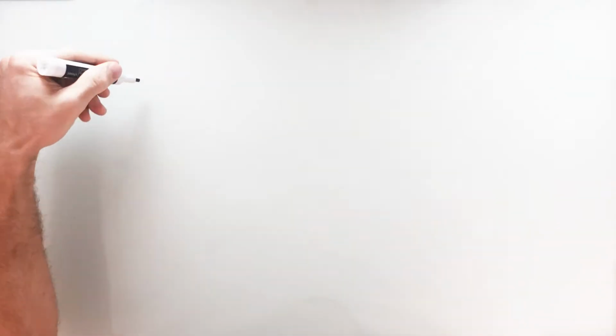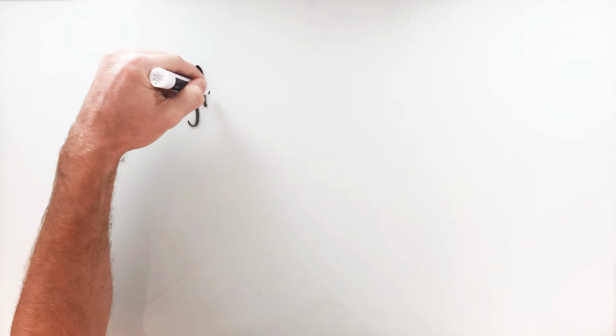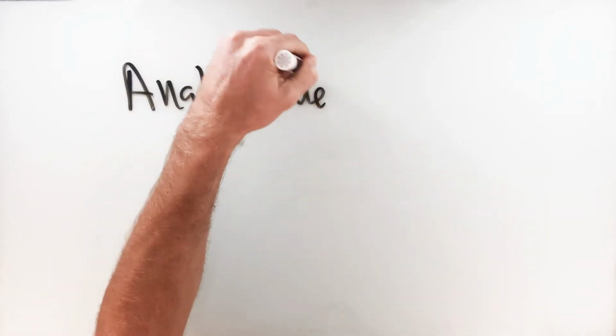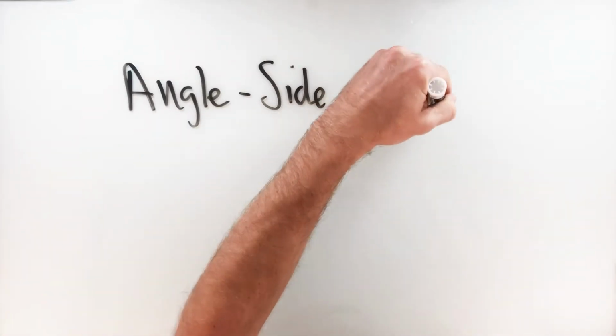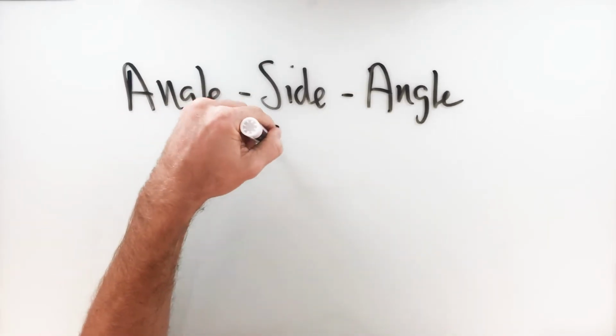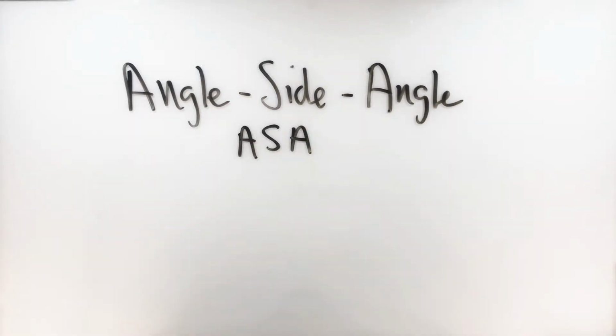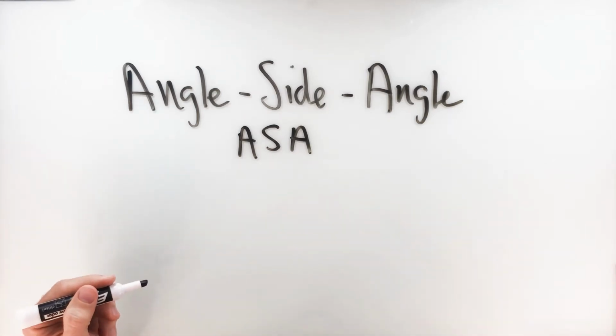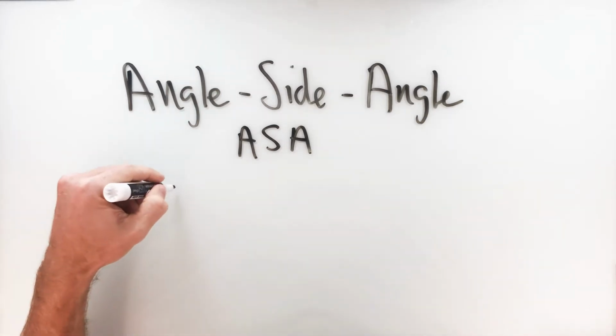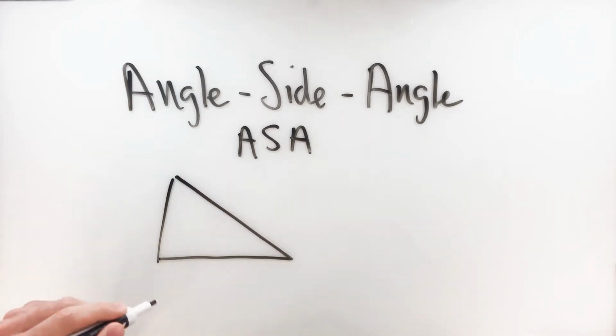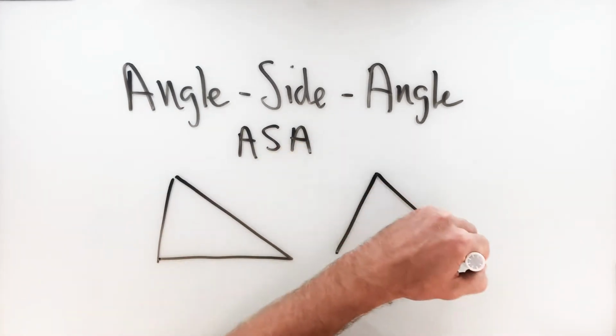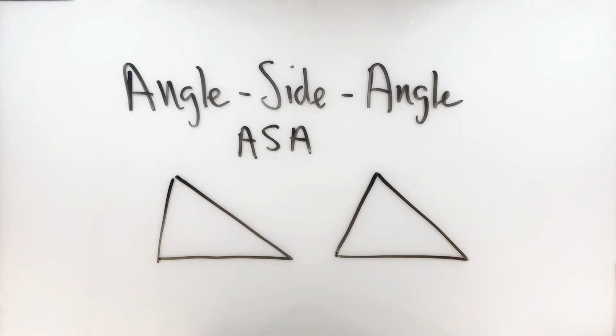Both of these should look relatively familiar, as they mimic the same idea as side, side, side, and side, angle, side. So angle, side, angle, which we abbreviate ASA. Angle, side, angle is a triangle congruence postulate that says if two angles and the included side of one triangle are congruent to two angles and the corresponding side of another triangle, then these two triangles would be congruent.